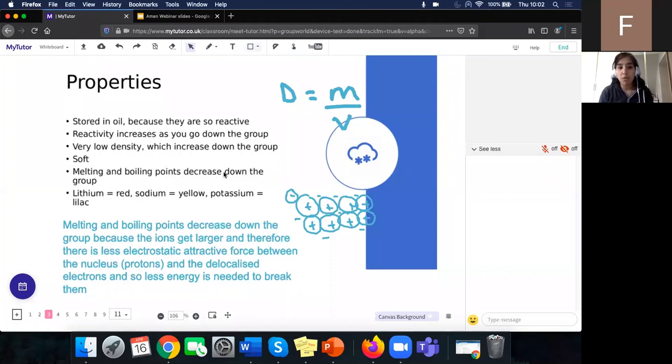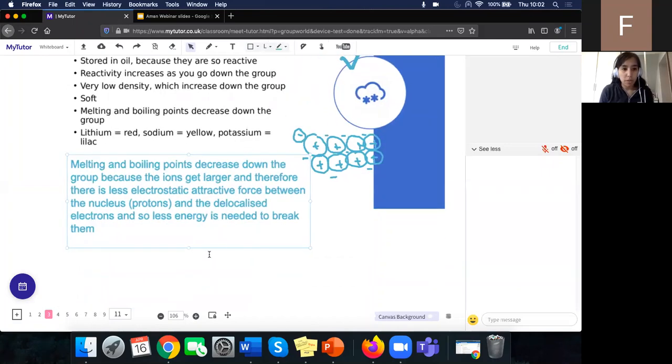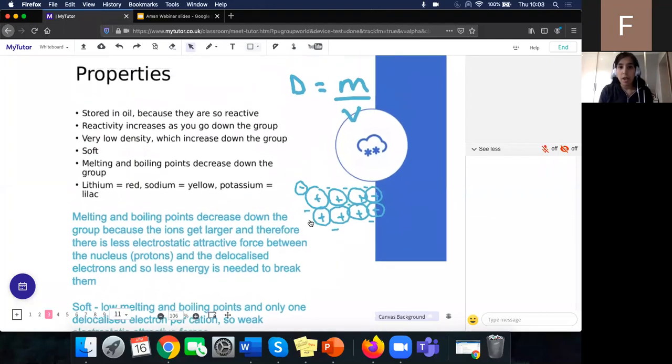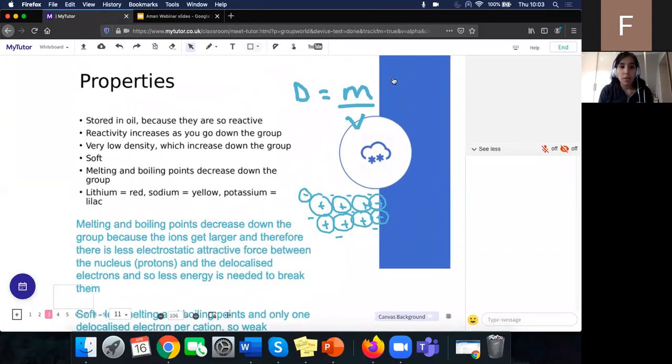And why are they soft? They are soft because of what I've written here. Oh, I've just noticed you can't see what I've written there. So low melting and boiling points and only one delocalized electron per cation. So there are weak electrostatic attractive forces between the protons in the nucleus and the delocalized electrons. Okay, so let's go on to their reactions.